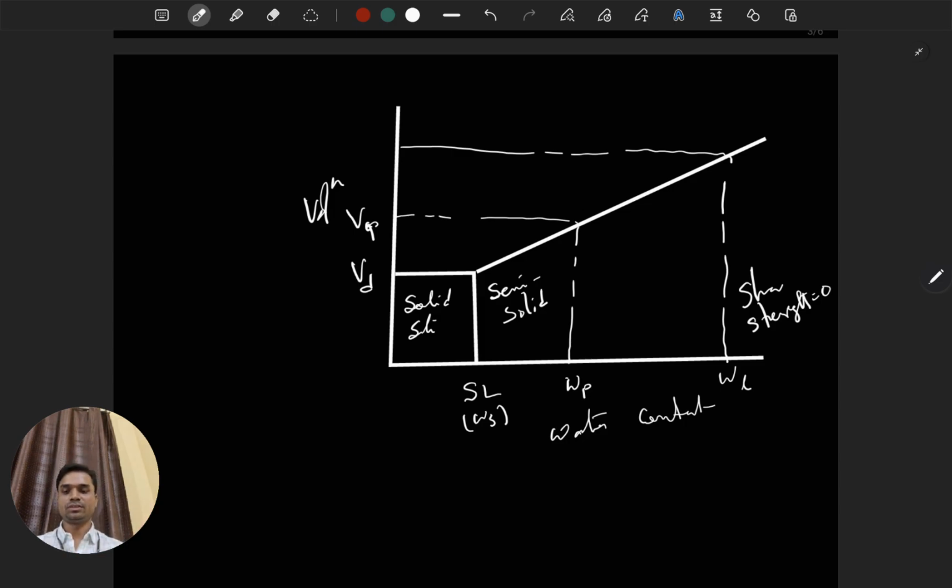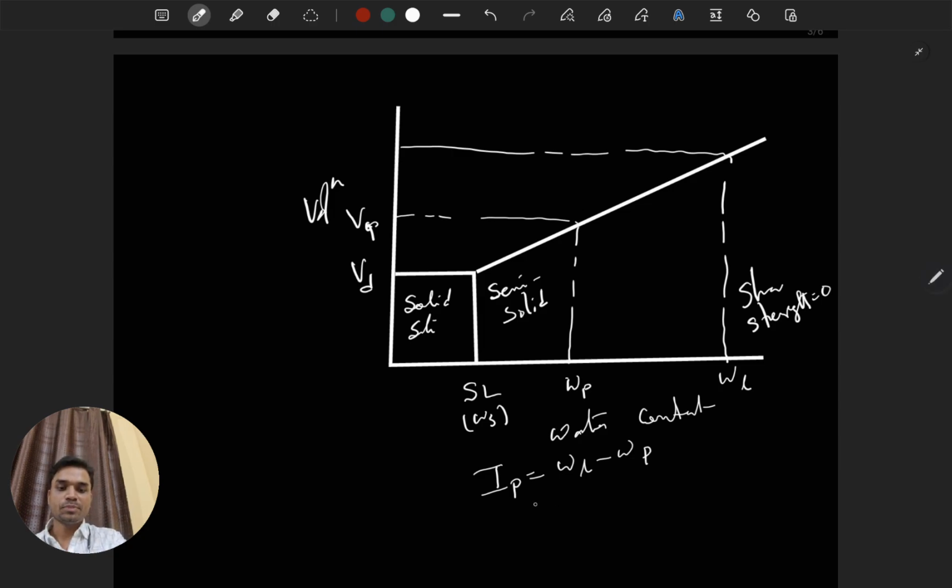That's it. Up to this much we have to remember. So plasticity index IP is equal to liquid limit minus plastic limit. Now listen very carefully. If WP is more than WL, in that case the IP will become negative. In that case also we will consider it as 0. This is an important concept, most important.